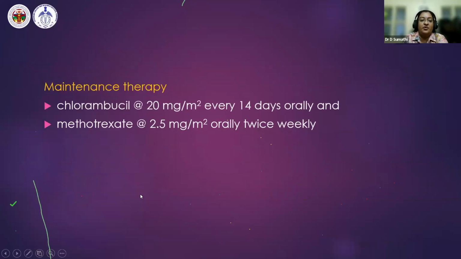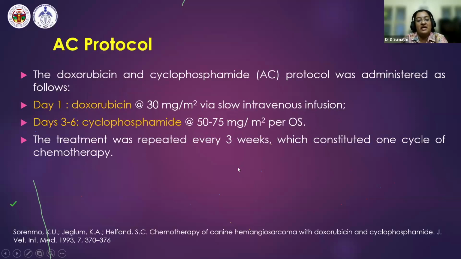So this is one of the protocols, and once we see a remission, then we can go with maintenance therapy. Maintenance uses chlorambucil at 20 milligram per meter squared every 14 days orally, and methotrexate at 2.5 milligram per meter squared orally twice weekly. So this can be used as a maintenance therapy.